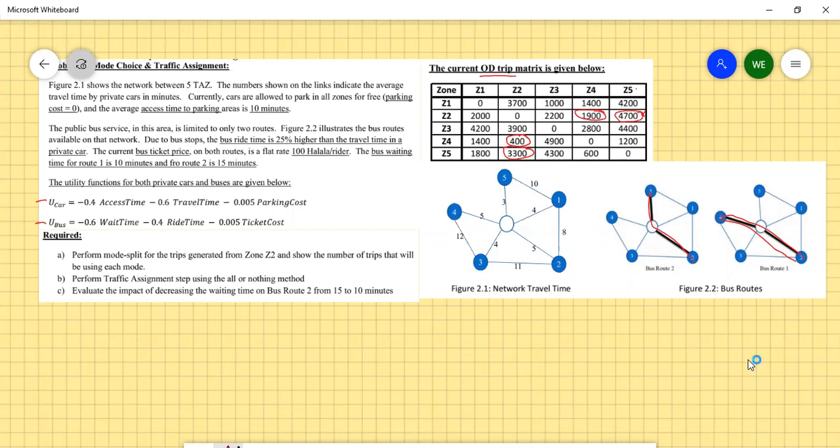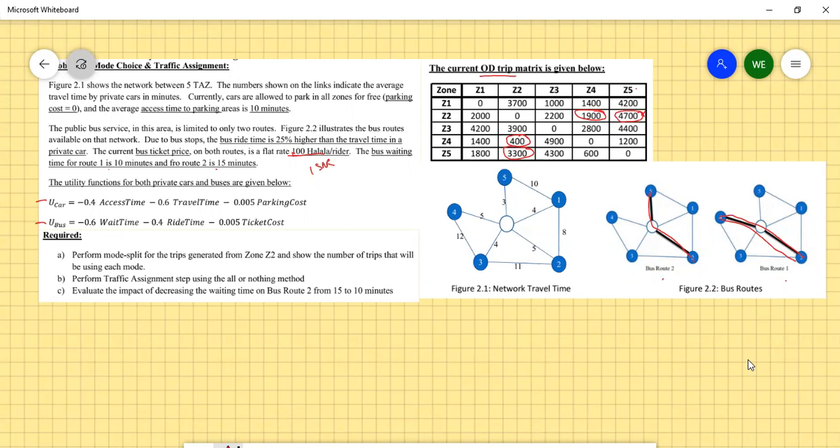So let's check here. The utility function for the car is minus 0.4 multiplied with the access time, minus 0.6 multiplied with the travel time, minus 0.005 multiplied with the parking cost. And this is for the bus: minus 0.6 waiting time, minus 0.4 ride time, that's basically the ride from origin to destination, and minus 0.005 multiplied with the ticket price. The ticket was 100 halala, which means 1 rial. Bus waiting time was 10 minutes on route 1, and on route 2 as well.